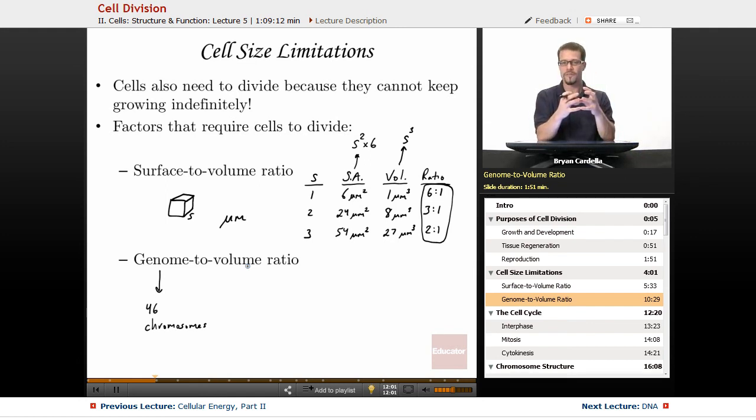They double the genetic information, but it's just copies of what was already there, and those copies are passed on to the 2 daughter cells, and they'll continue to manage themselves, and eventually copy the DNA again and pass it on. So because of surface to volume ratio and genome to volume ratio, cell size is limited.